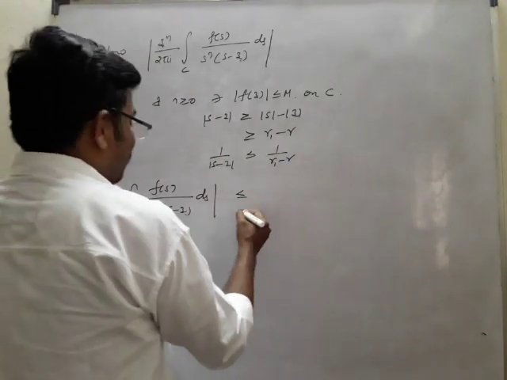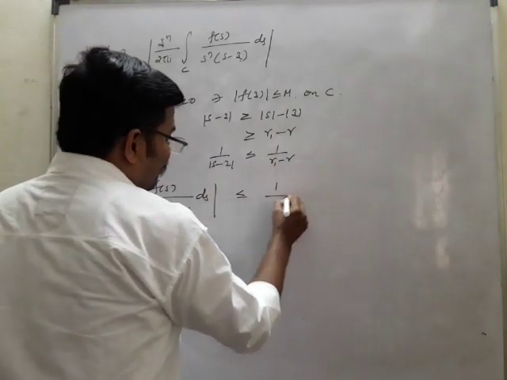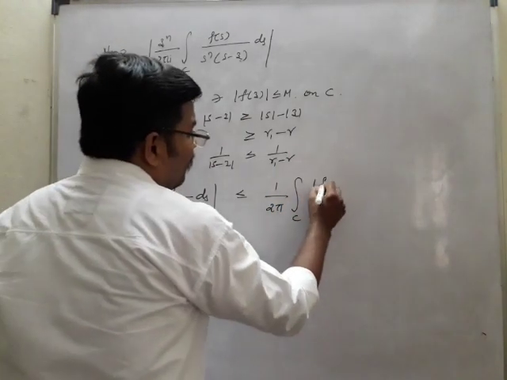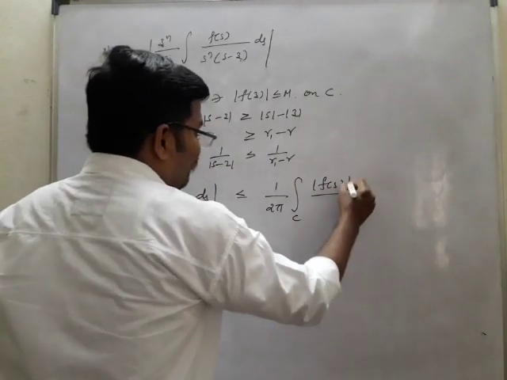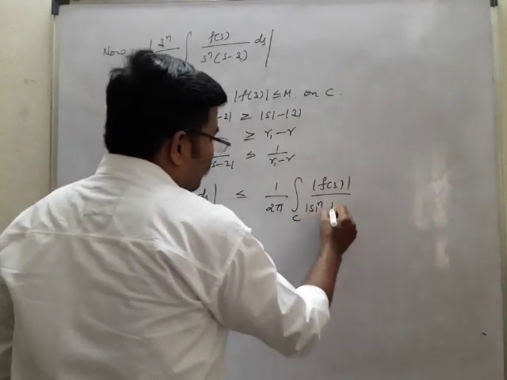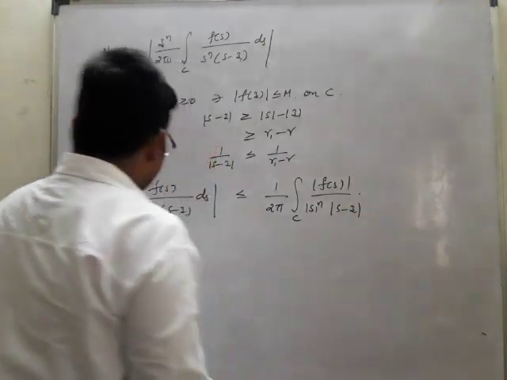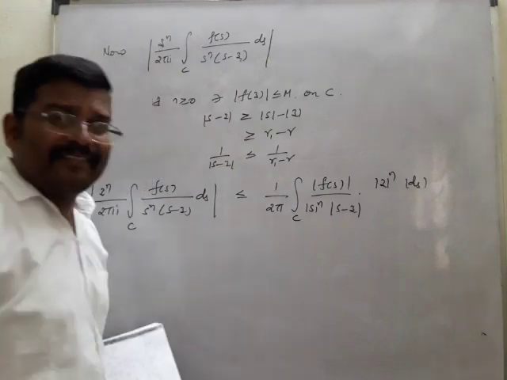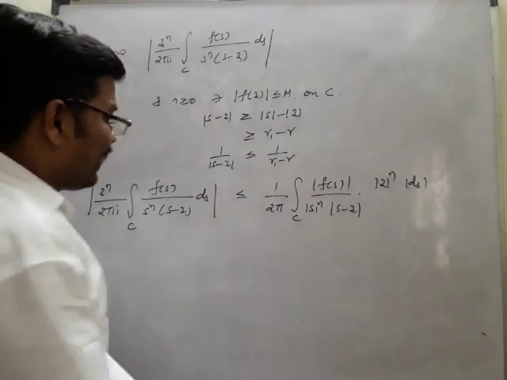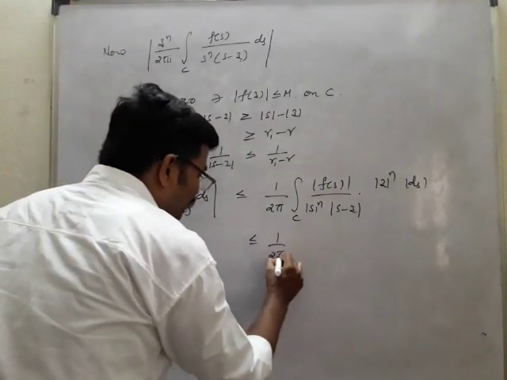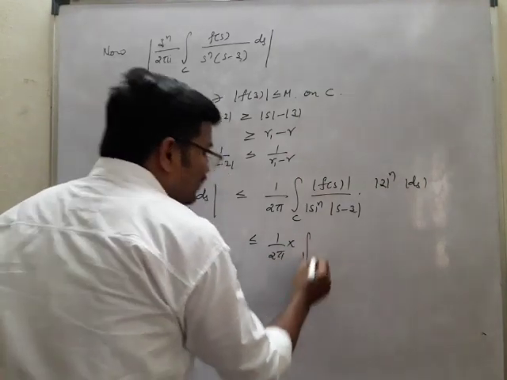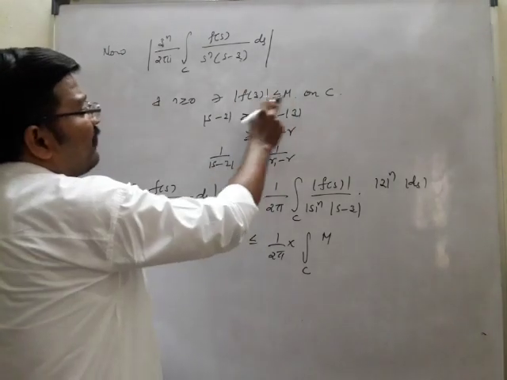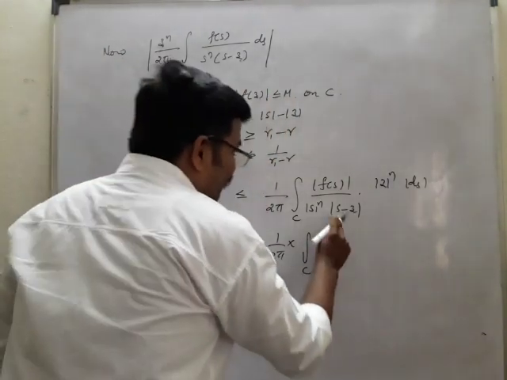to what here. So I may write this as 1 by 2 pi, because mod i is nothing but again 1, integral c mod f of s by mod s power n mod s minus z, then mod z power n mod ds. Just I have written as mod; I have taken mod inside. This is less than or equal to 1 by 2 pi into integral c. This is nothing but m, because we already chose that. Mod f of s is less than or equal to m by mod s minus z.